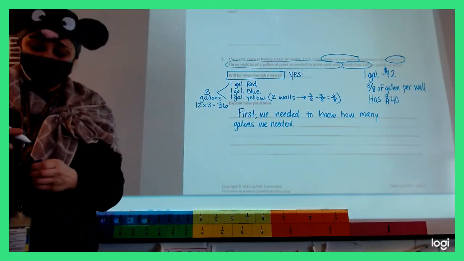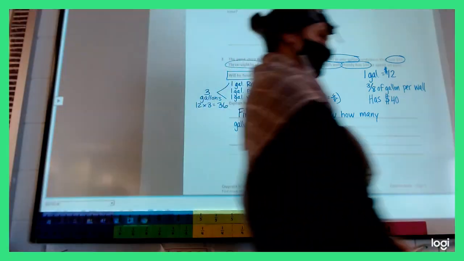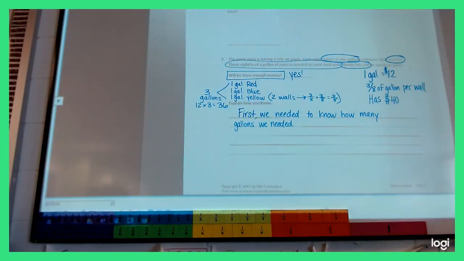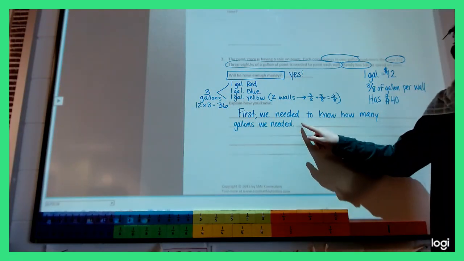Give you about 10 more seconds to write that down. If you finish writing, think about what we could say next. All right, so first we needed to know how many gallons we needed.